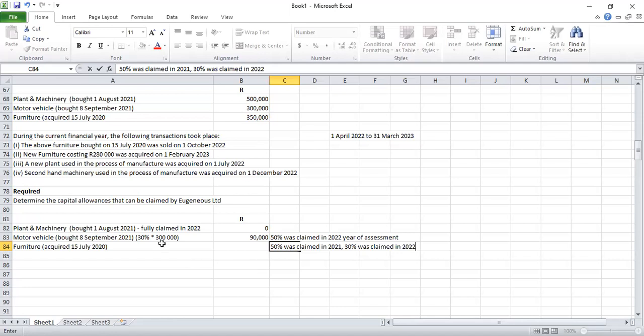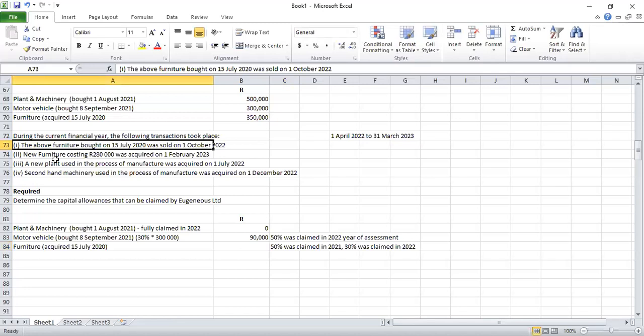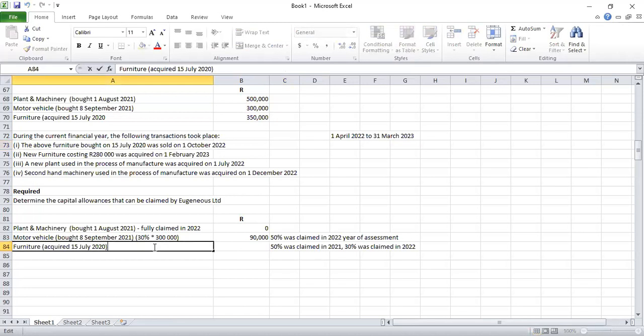So this year, we also have another comment. Although they sold it on 1 October, we will still have a full claim for the full year. The allowance according to section 12E is not apportioned. So we're going to use 20% and there will be a claim of 70,000.